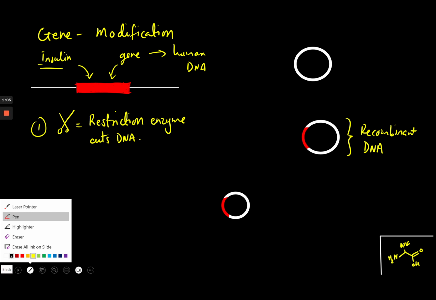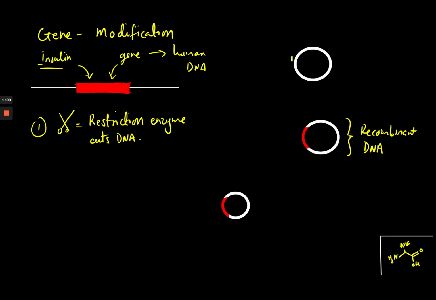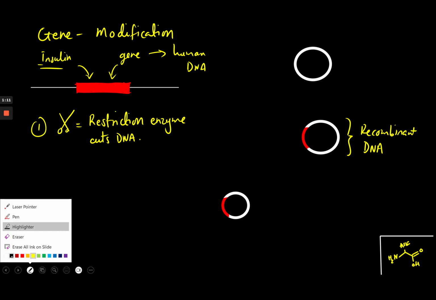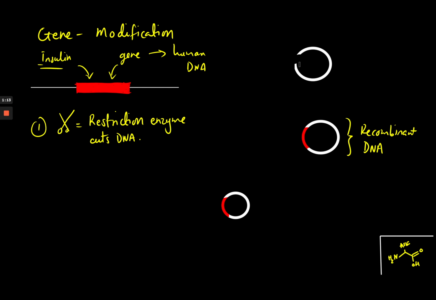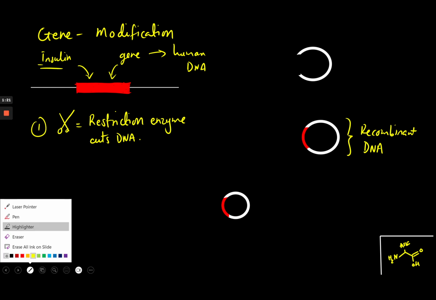Okay? And at the same time, we need to use the same restriction enzyme to cut out a part of the plasmid to allow for space for that gene to be inserted in. Okay? So it also cuts plasmid DNA.